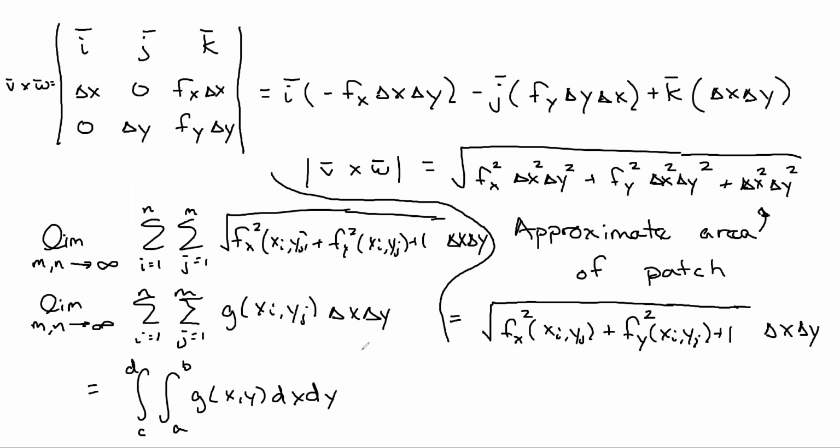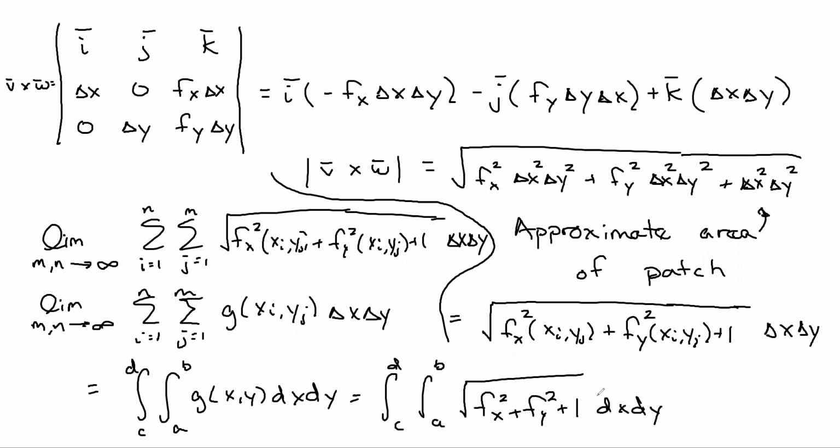Okay, so all of that was the derivation. Oh, hold on. I forgot to change back here. You do need to change back to this format. So this would be the square root of partial with respect to x squared plus partial with respect to y squared plus 1, dx dy. And that right there is our definition for surface area.